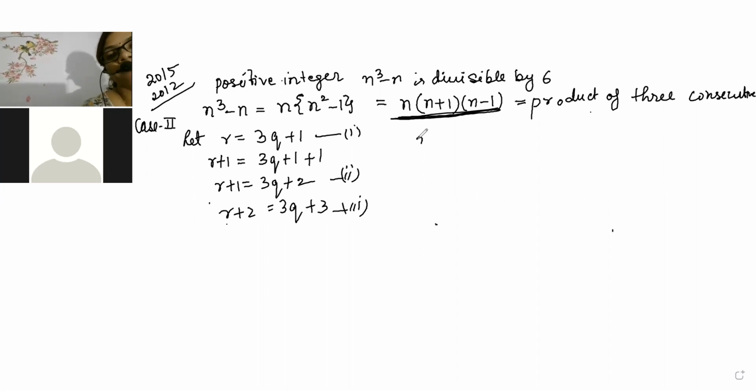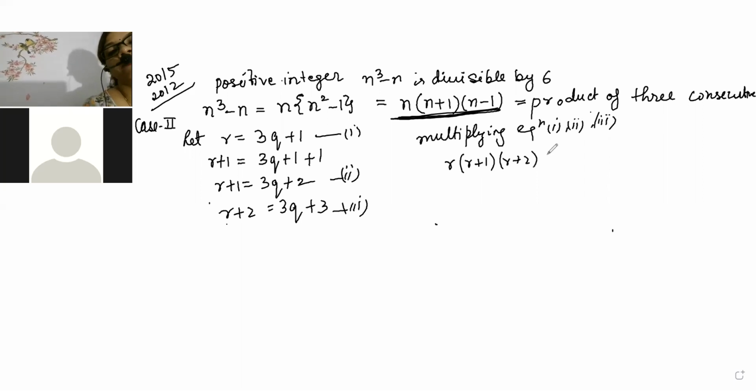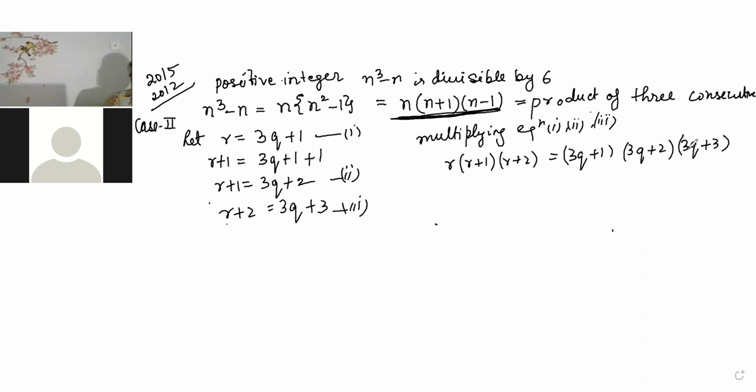So multiplying r, r plus 1, r plus 2 one more time. Now this time beta, this one will become 3q plus 1, 3q plus 2 and 3q plus 3. Tell me yes or no beta. 3q plus 1, 3q plus 2, 3q plus 3.